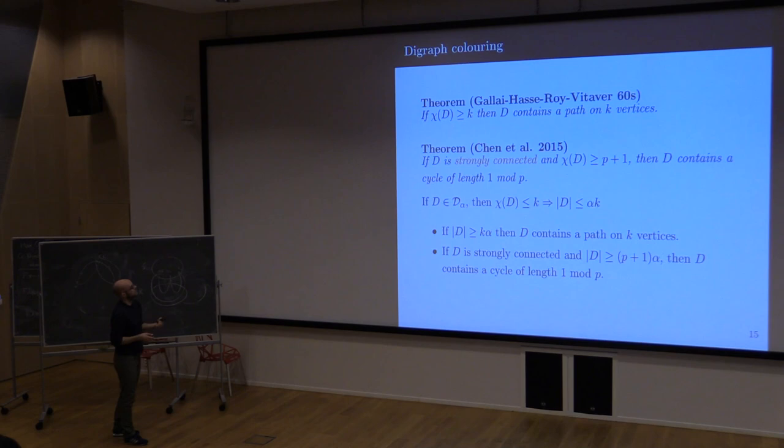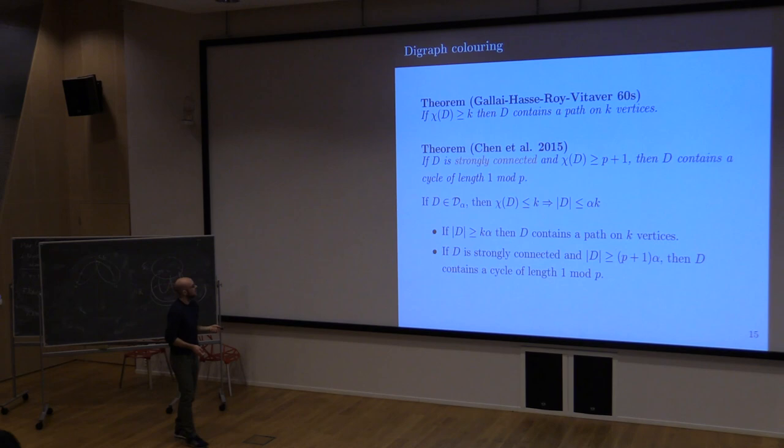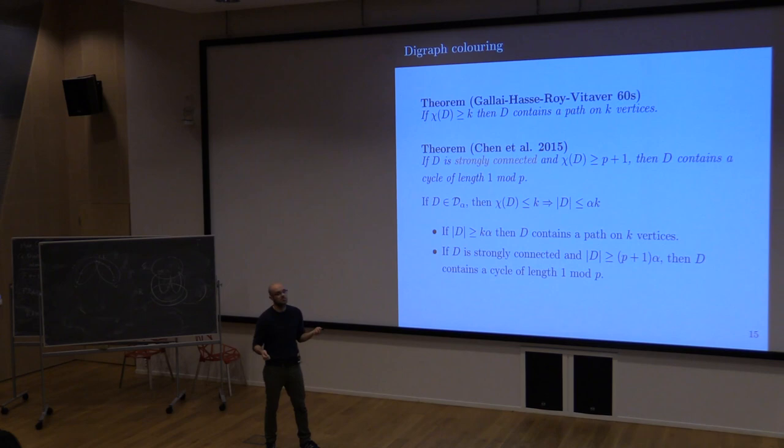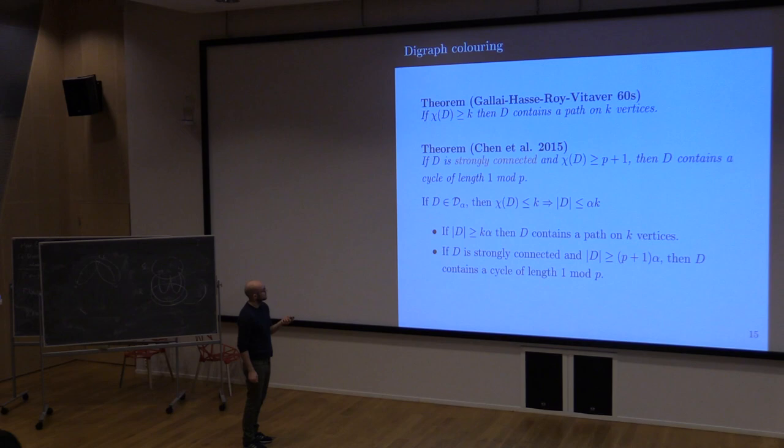Right, so we can restate the two theorems as follows. If D is in D alpha, and the size of D is bigger than k times alpha, then D contains a path on k vertices. And if it's strongly connected and bigger than p plus 1 times alpha, then D contains a cycle of length 1 mod p. Right, so these are the two theorems that we need in order to adapt our approach to the setting of hitting cycles of length 1 mod p.